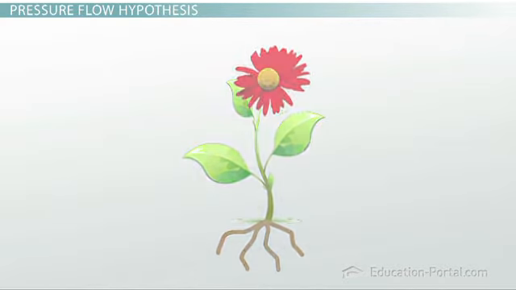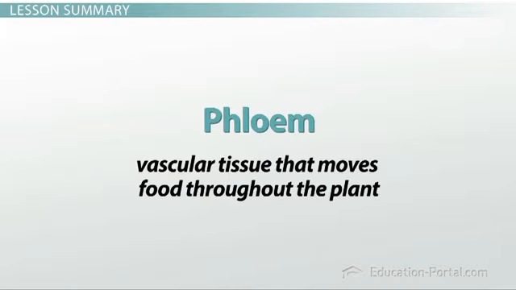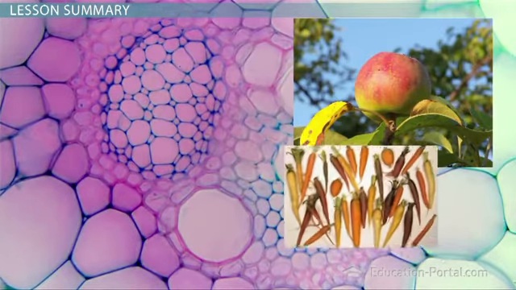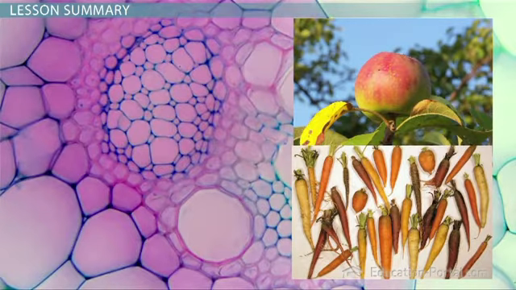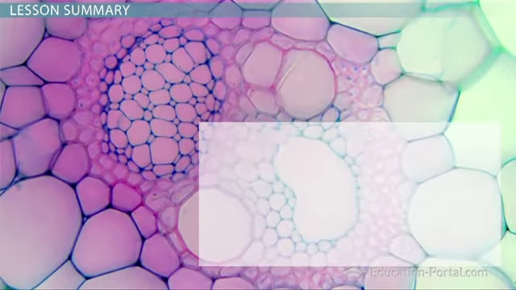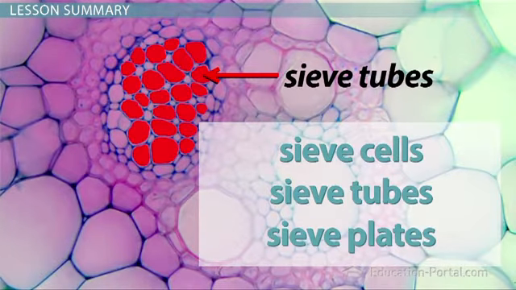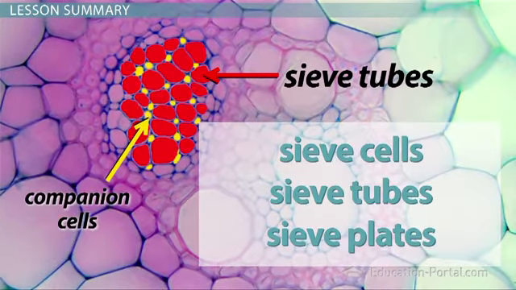Phloem is vascular tissue that moves food throughout the plant. It does this through a series of tubes that connect sugar sources, such as leaves, to sugar sinks, such as growing fruits, stems, and roots. Phloem can be made of sieve cells, sieve tubes, and sieve plates. Some advanced vascular plants also have companion cells that help improve the effectiveness of phloem.